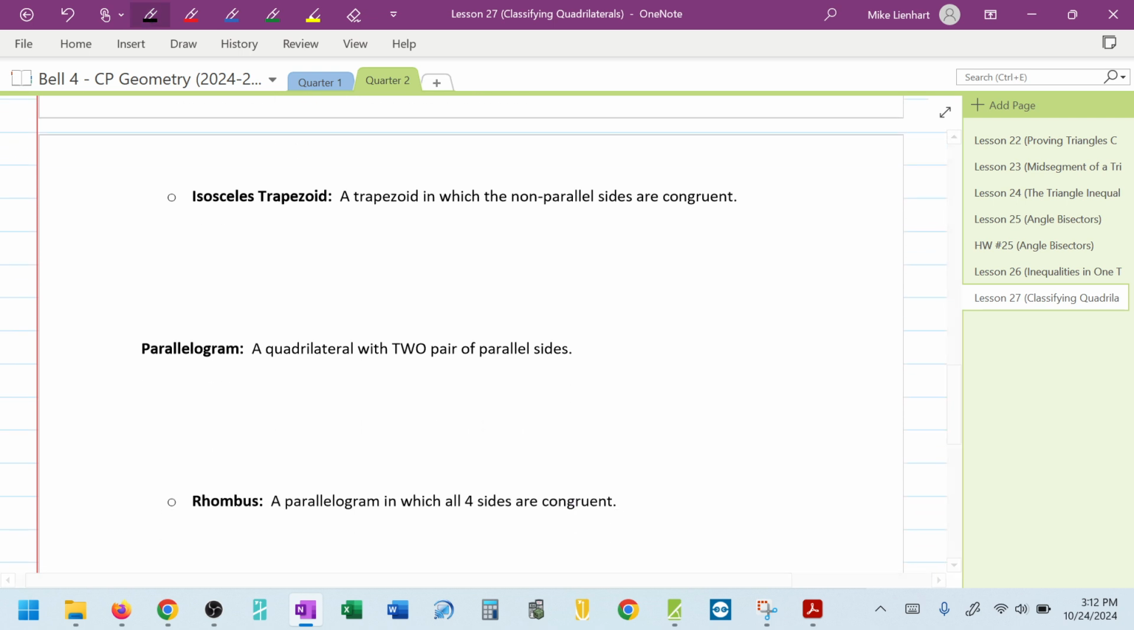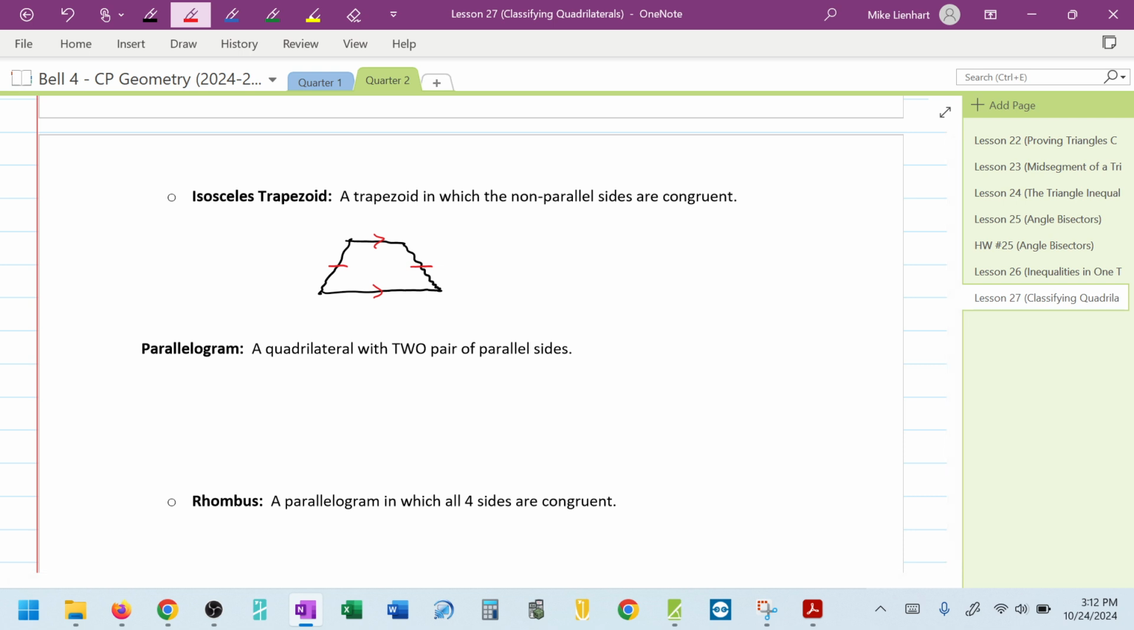Okay? If I take that trapezoid and the other two sides are also congruent, so let me draw a sketch of what that's going to look like. So we're going to have two parallel sides, and then the non-parallel sides are going to be congruent. This is what is known as an isosceles trapezoid. So the top and the bottom are parallel, and the left and the right are congruent. This is what makes an isosceles trapezoid.